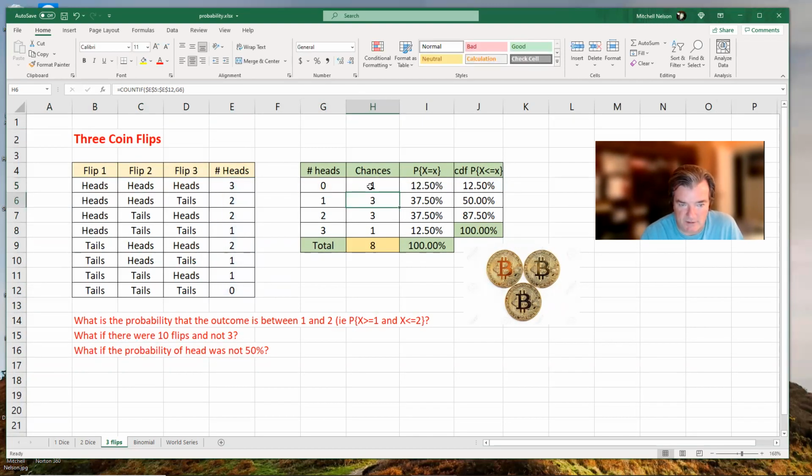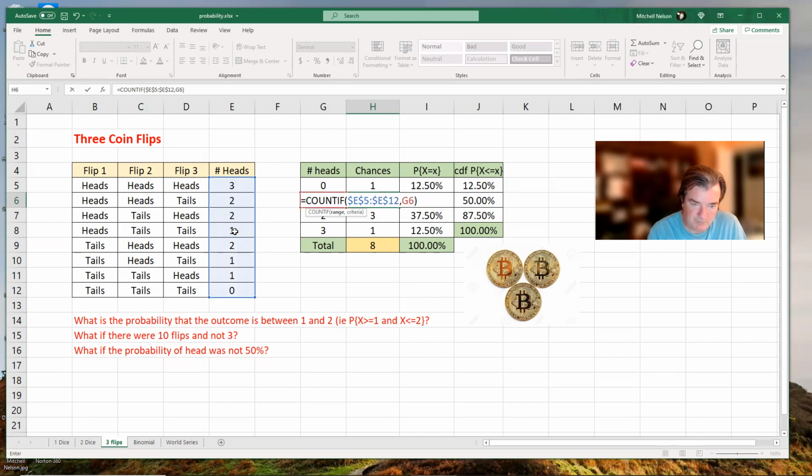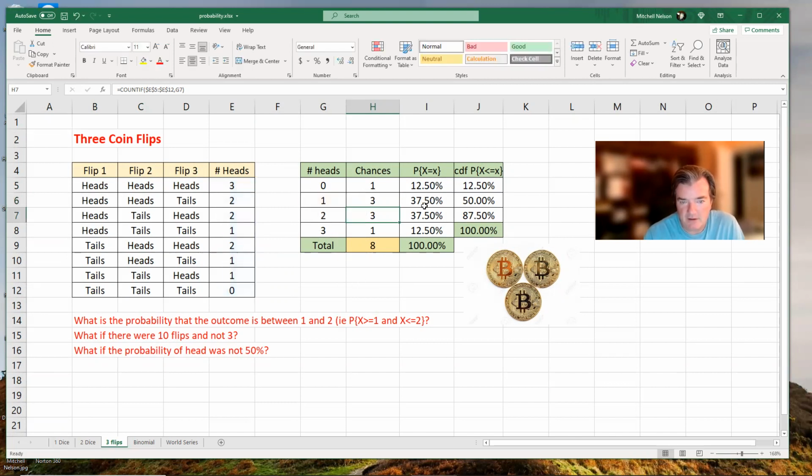And that happens 1 time. For this formula, I'm going to count all of these heads. I'm going to say, how many times do I see the number 1? I see it here. Uh-oh, let me move my formula. All right. So I see it here, here, and here. I see it 3 times. So this COUNTIF will count up 3 of them. So there's a 37.5% chance I'm going to get one head.